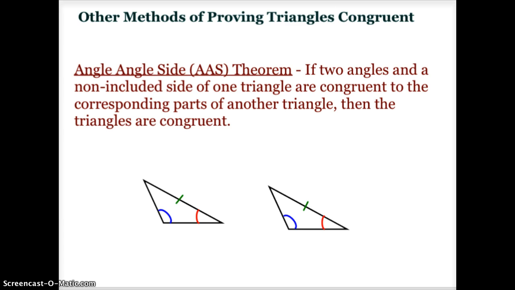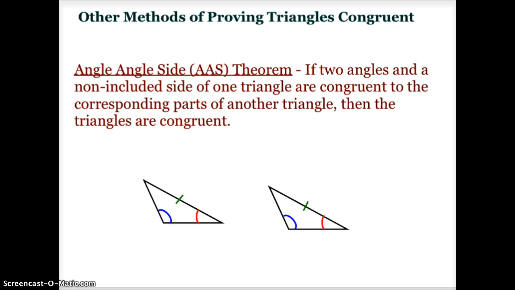If two angles and a non-included side of one triangle are congruent to the corresponding parts of another triangle, then the triangles are congruent. Notice that in this particular theorem, this side is not between the angles, and this side is not between the angles.